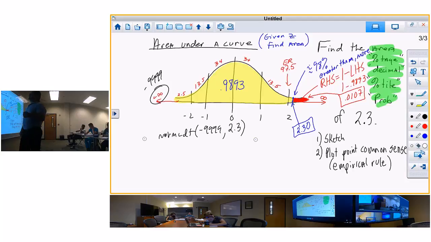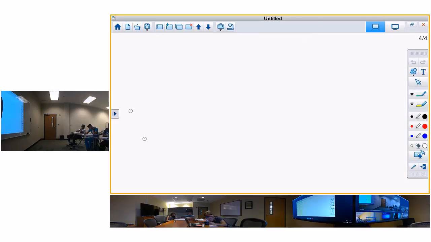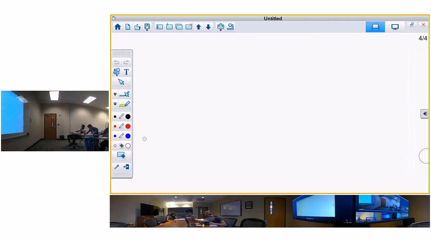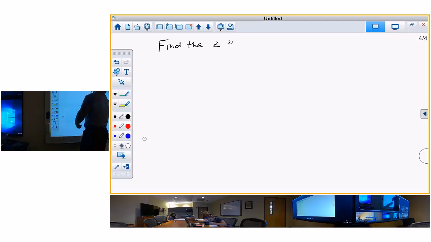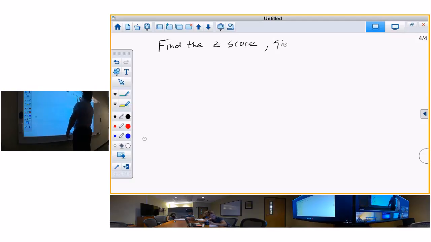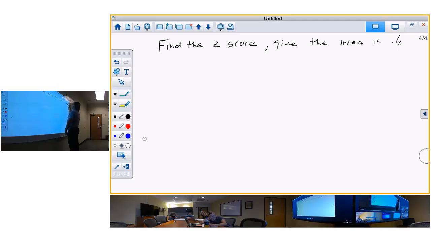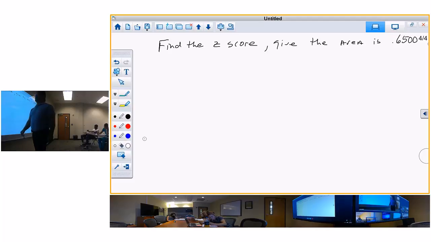So, find the z-score given the area is 0.6500. First thing you do, draw what? Draw a sketch. Number one, draw a sketch.